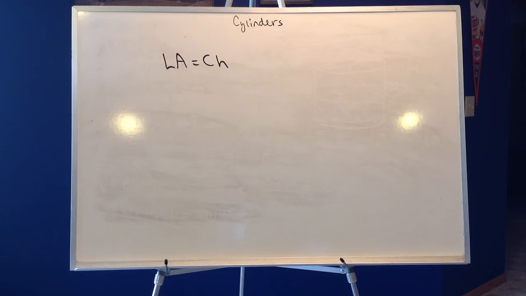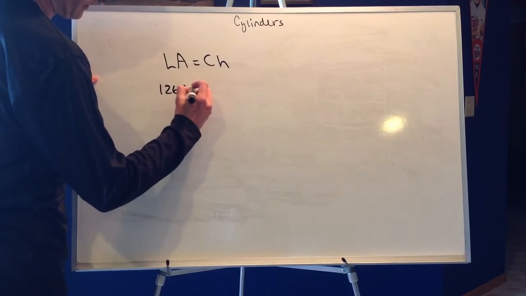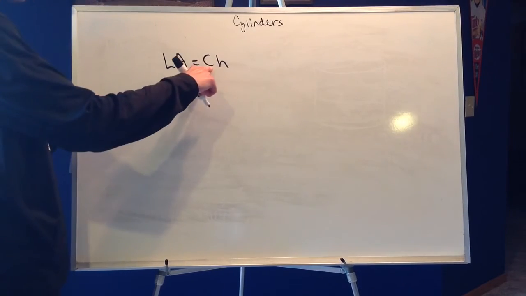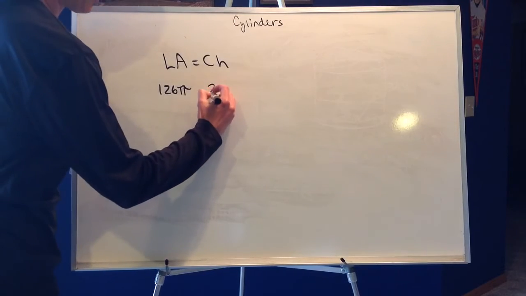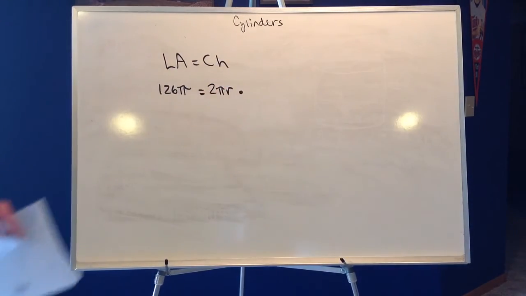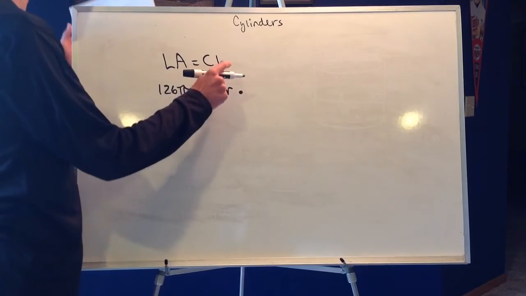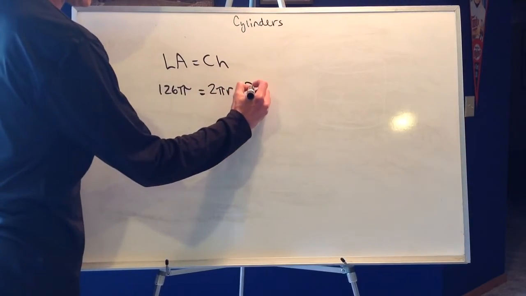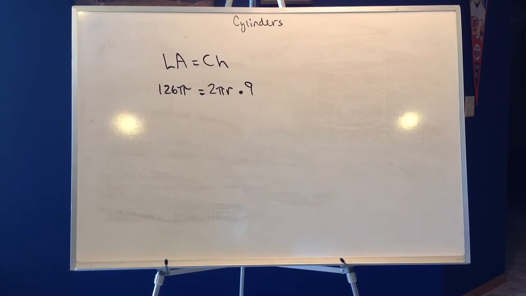Fill in what you know. You know your lateral area is 126 pi. Circumference, we don't know it because we don't know radius, but we are going to write down the formula for it. Okay, and we want to use 2 pi r because they asked us to find radius, not diameter. Okay, and then the height they tell us is 9. So we want to work backwards to solve for the r.